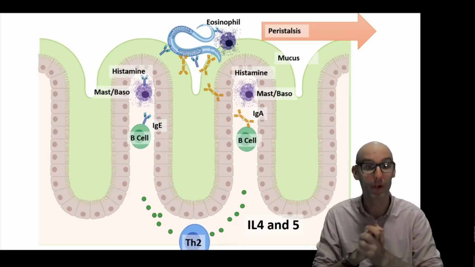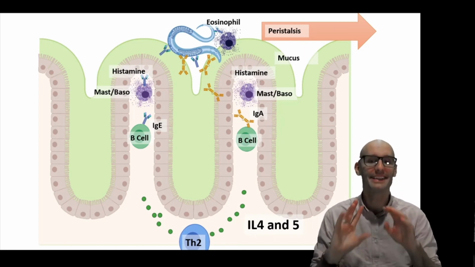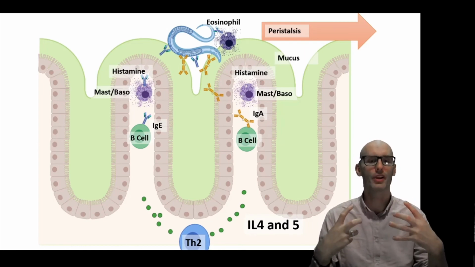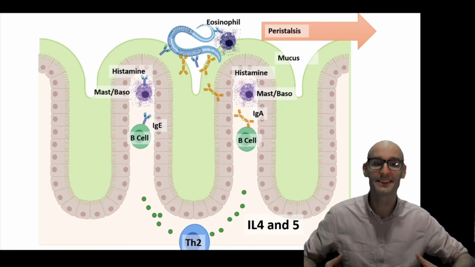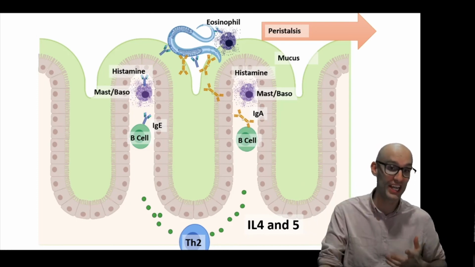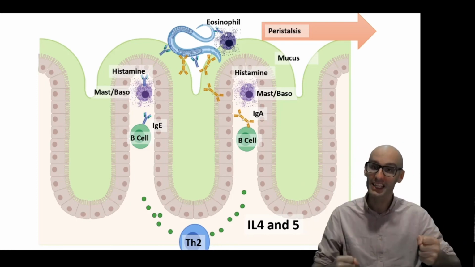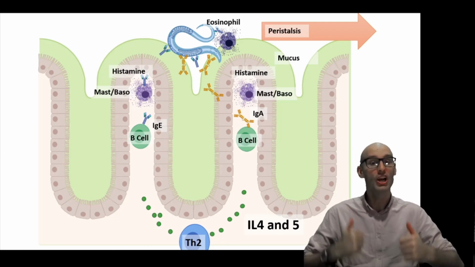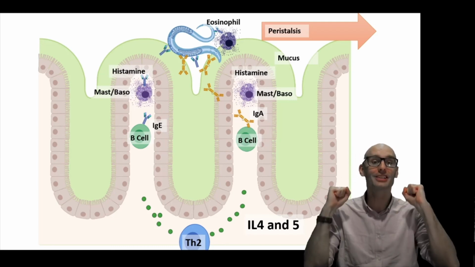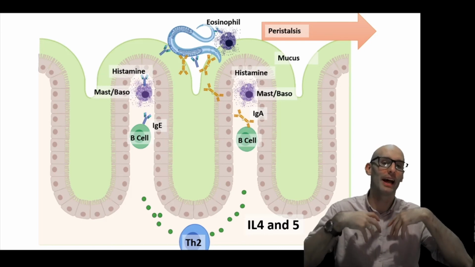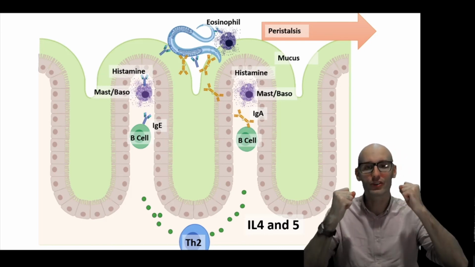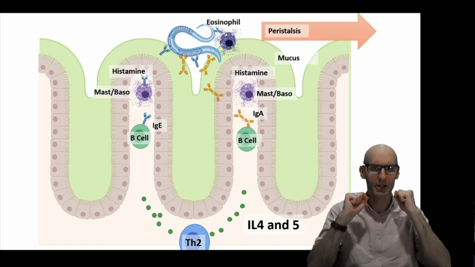Here we go. So we have a Th2 cell producing IL-4 and IL-5, which is signaling to the B cells to pump out antibodies, IgE, IgA, which is activating the mast cells and basophils to produce histamine, which is causing massive cell recruitment and secretion of mucus and peristalsis.